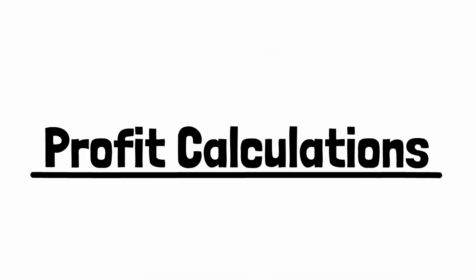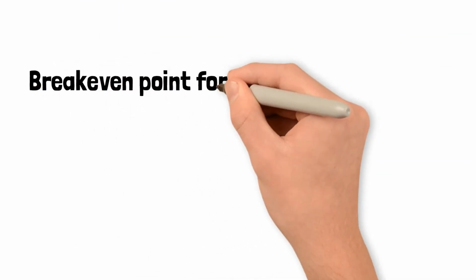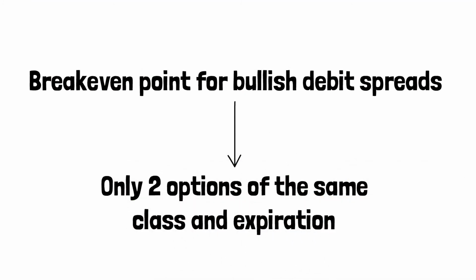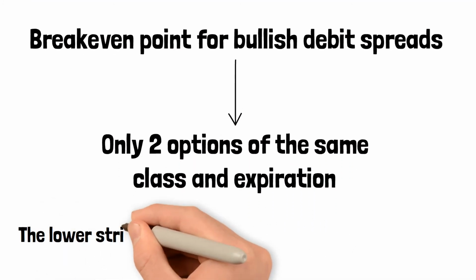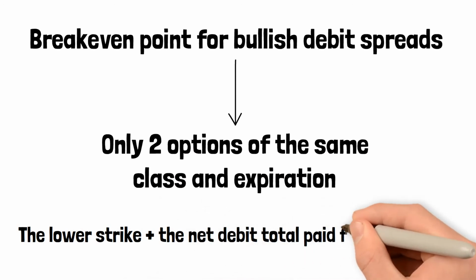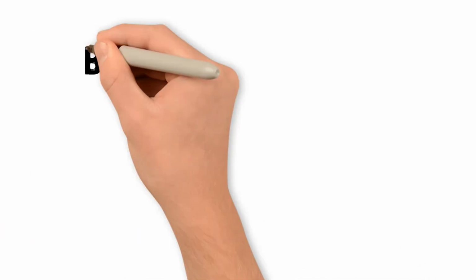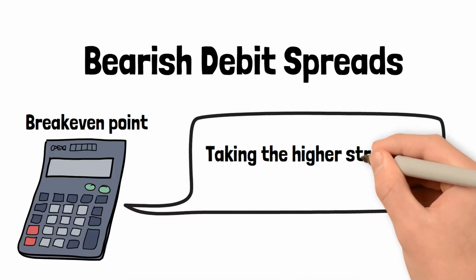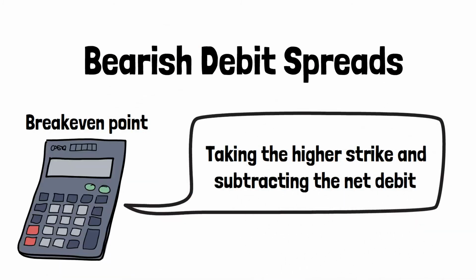Profit calculations. The break-even point for bullish debit spreads using only 2 options of the same class and expiration is the lower strike plus the net debit total paid for the spread. For bearish debit spreads, the break-even point is calculated by taking the higher strike and subtracting the net debit.